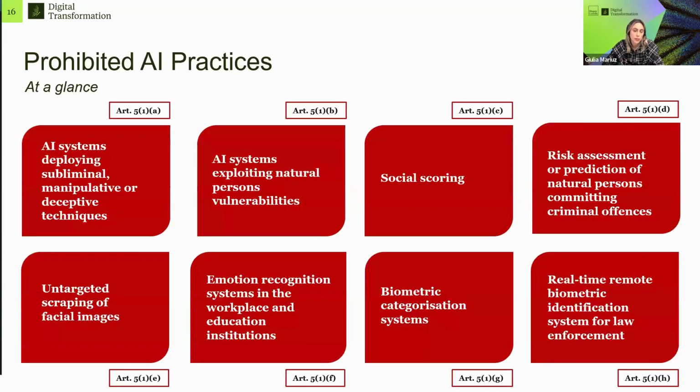We're going now to move on to the analysis of the 8 prohibited practices. Lamentably, we're not going to have the time to go in depth into all of them, but in the practical part of this webinar, in a few minutes, we're going to deep dive on some of the practices.